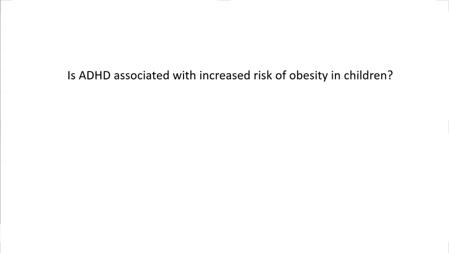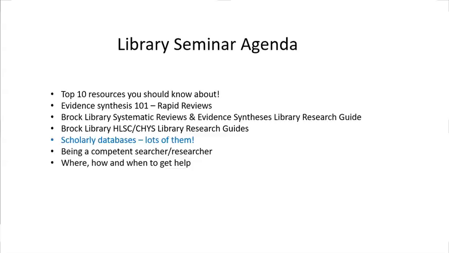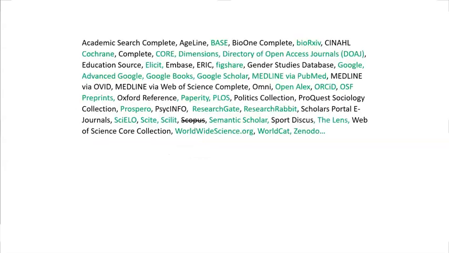Here's my particular topic. It is ADHD associated with increased risk of obesity in children. Understanding the paradigm of a rapid review, a few databases, a quick and easy search strategy that's comprehensive. Which databases do I pick? Well, I have to think about it. There's lots of them, so let's go through some of those.